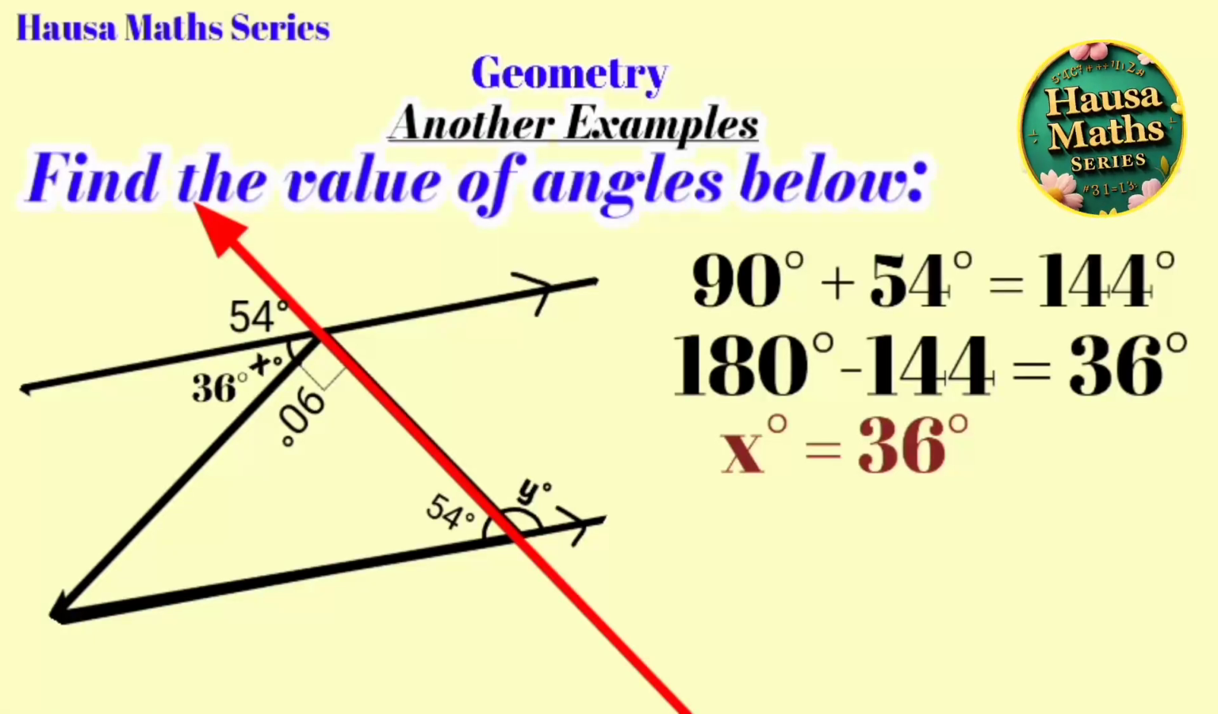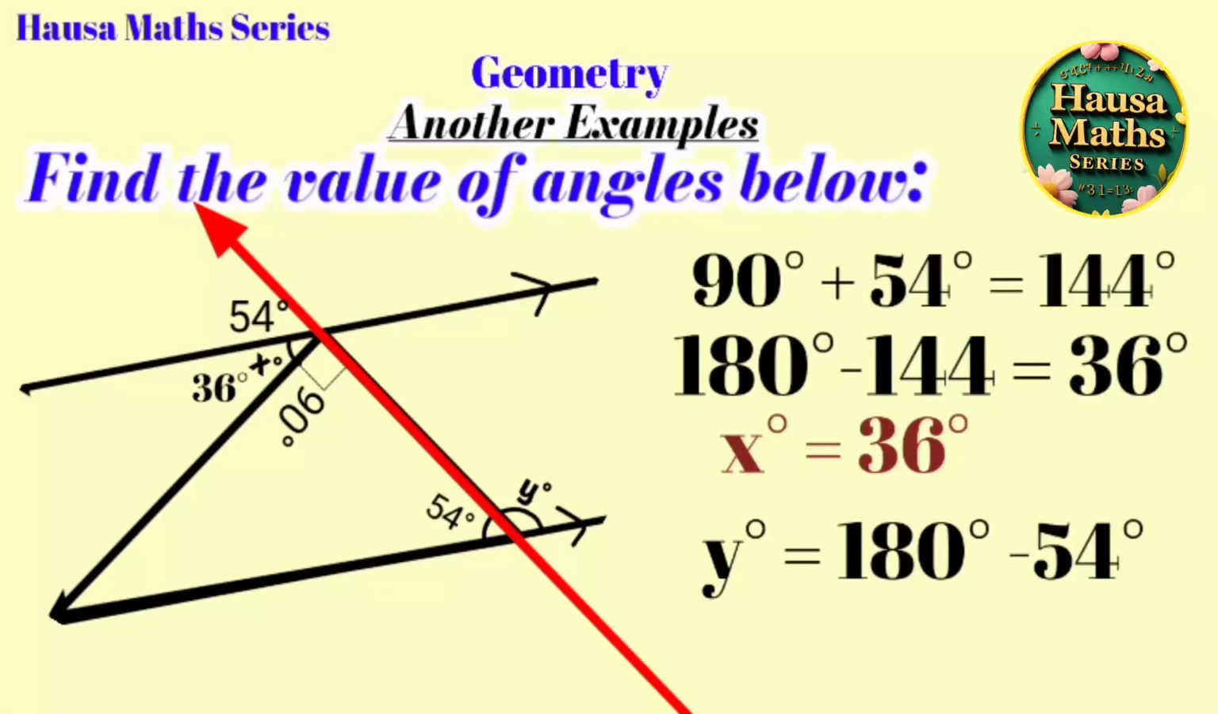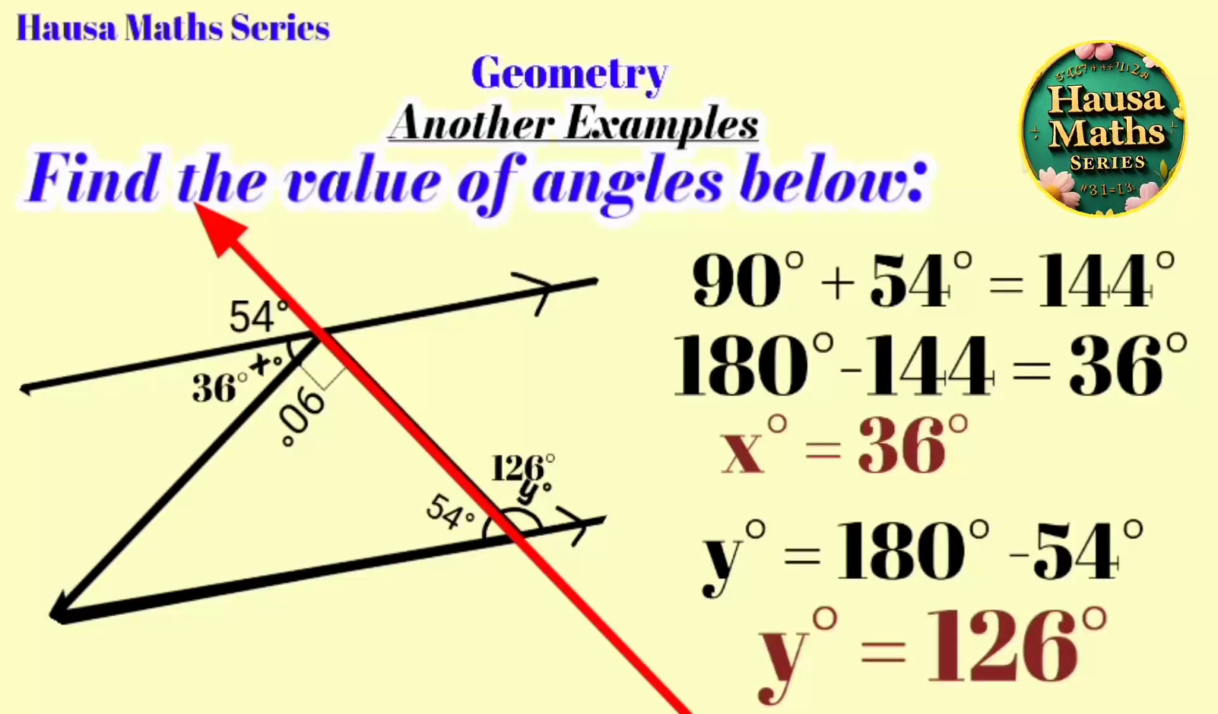So I hope you get it. Now take a look into the value of y degrees. As you already know, each and every angle on a straight line is going to give us completely 180 degrees. So out of 180 we have 54. Therefore 180 degrees minus 54 degrees is going to give us exactly 126 degrees. So this is the value of y degrees. So next one.